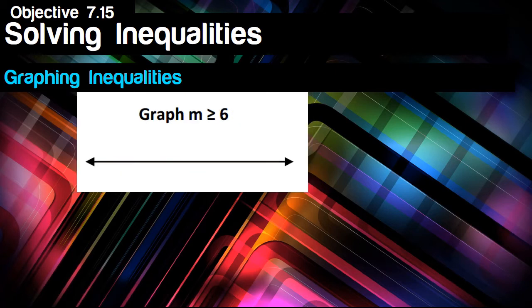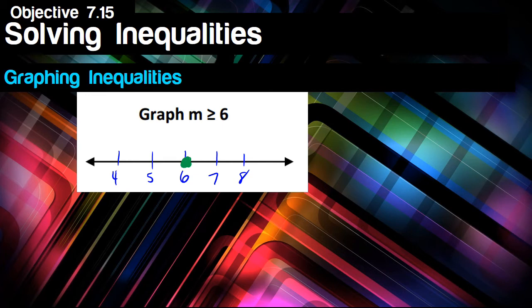Let's go ahead and graph this one. I have 5 is greater than or equal to 6. So let's go ahead and graph 6 on our number line, 7 and 8, and then 5 and 4. I'm dealing with the closed circle on 6. Now let's figure out which way our arrow is going.